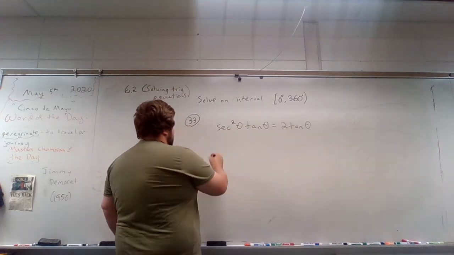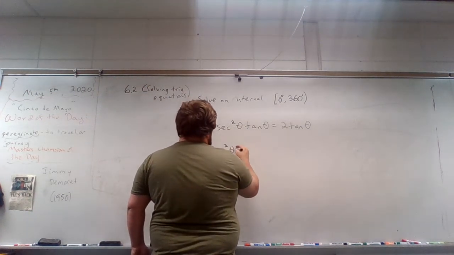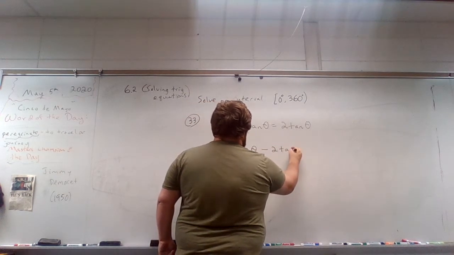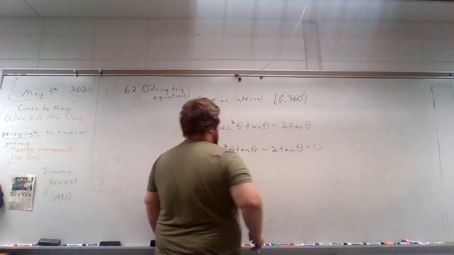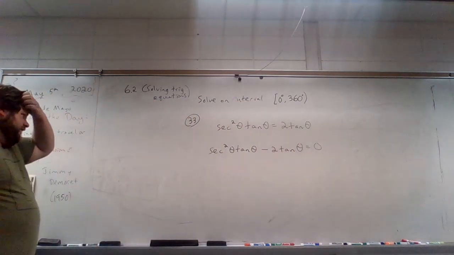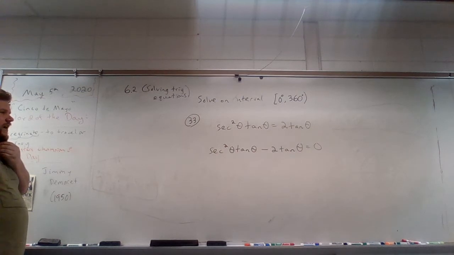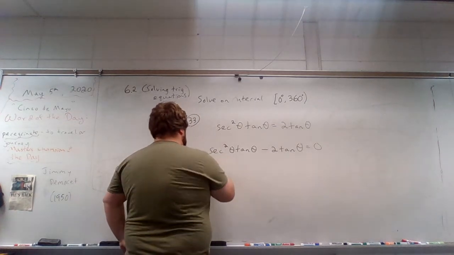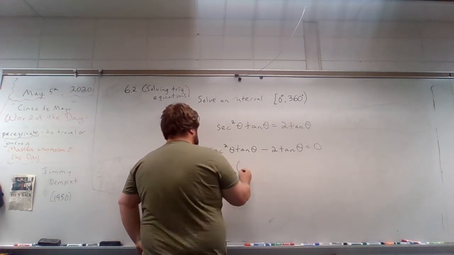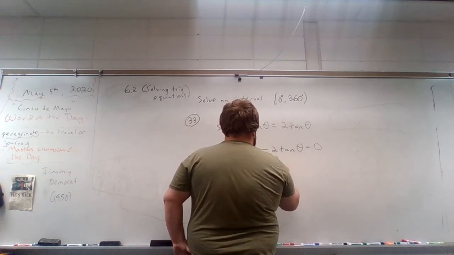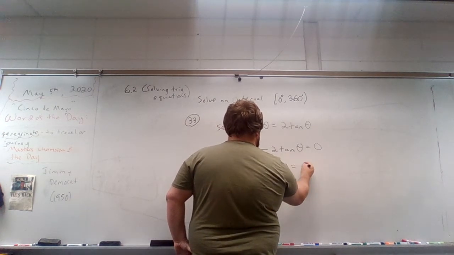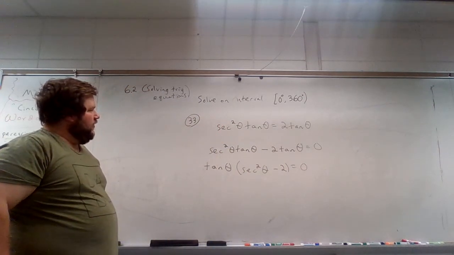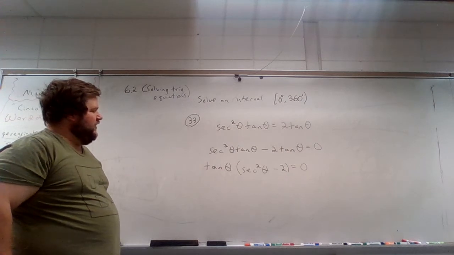Now, if I try to do that with this one, can I do that? So I set it equal to 0. Can I actually factor this? Yeah. I mean, I could still pull out a tangent theta, right? So that I've got tangent theta times secant squared minus 2.